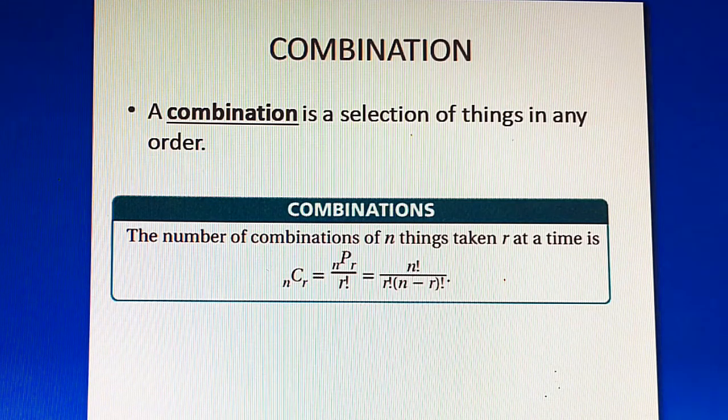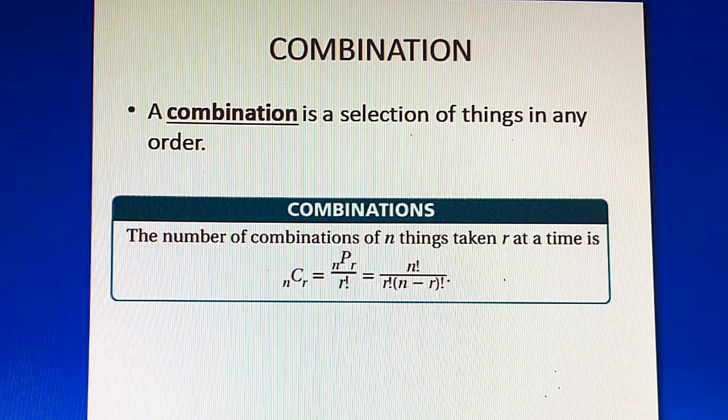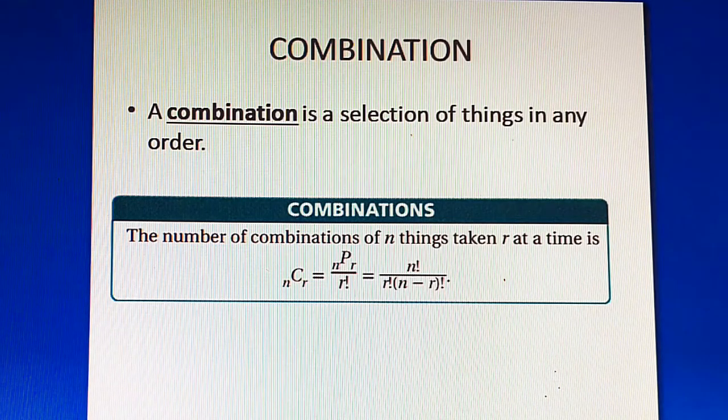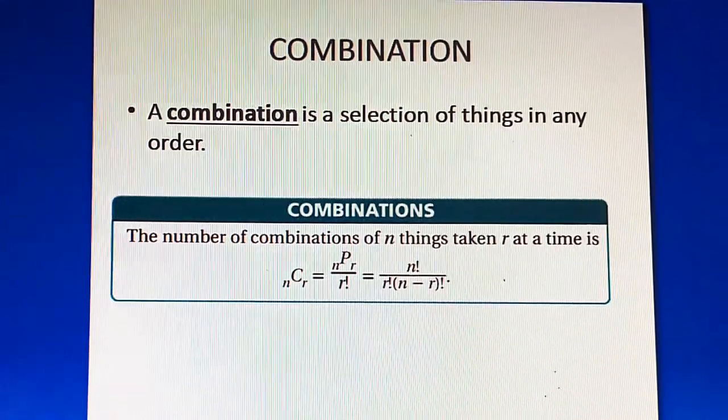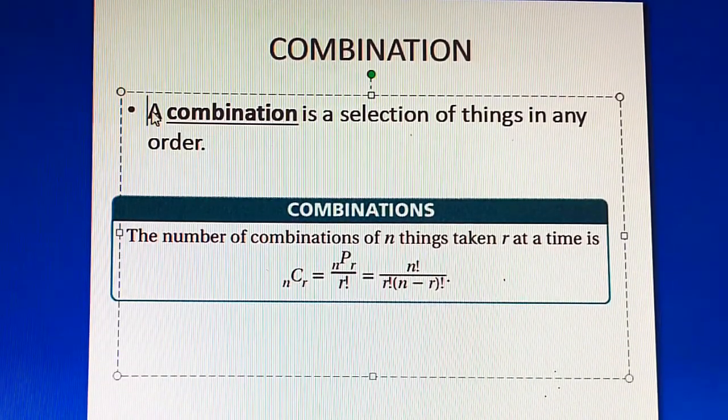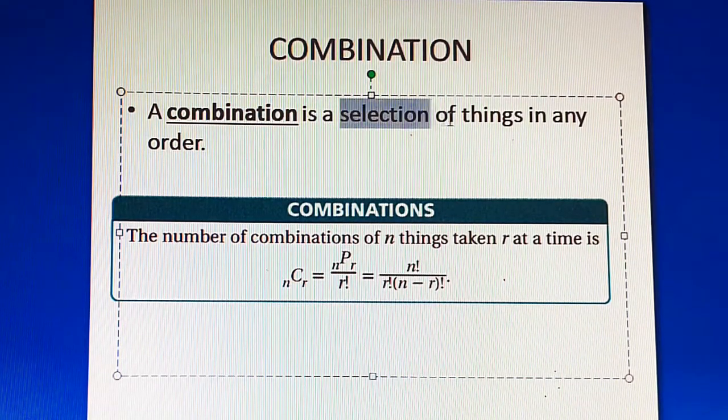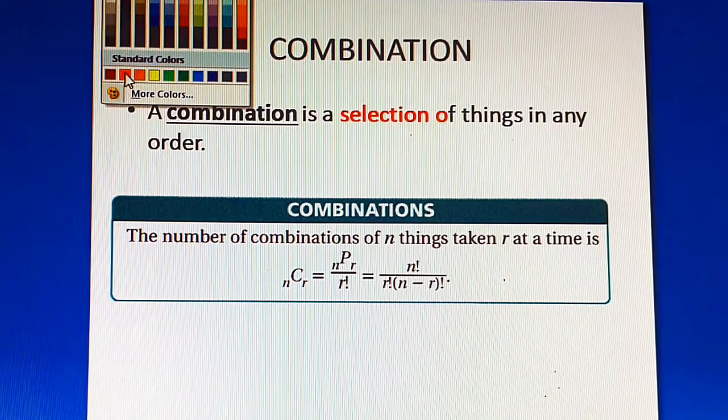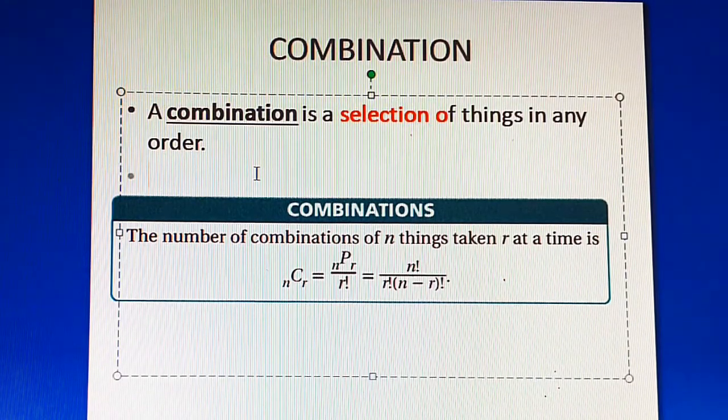Today we'll be discussing combination and the problems related to probability using combination. Okay students, so what is the meaning of combination? Combination is nothing but selection of things. The meaning of combination is selection of things in any order.